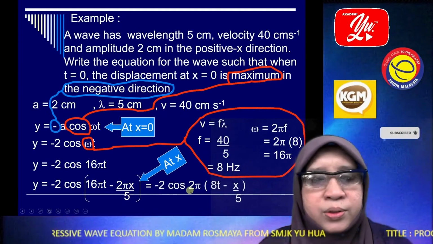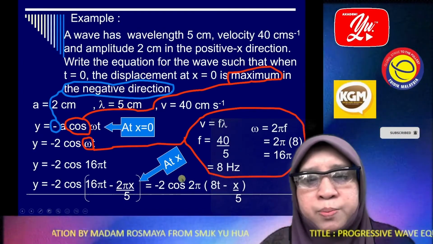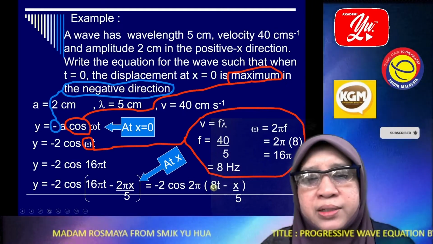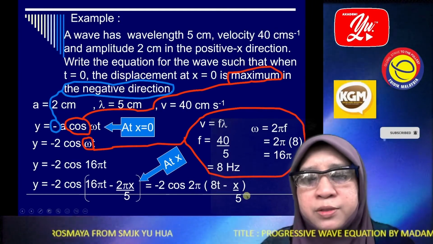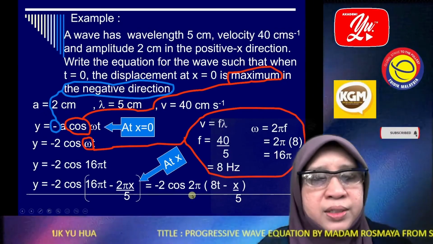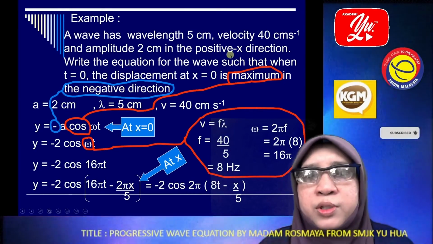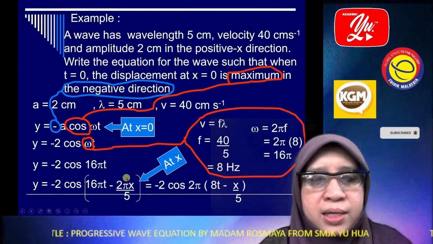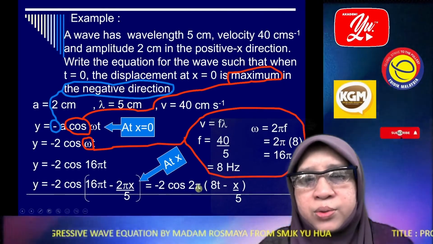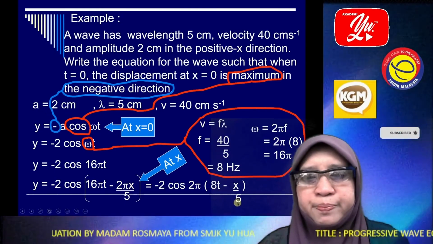We can also simplify this equation. From 16 pi, we can factor out 2 pi, so the bracket becomes 8t minus x per 5. This is the simplest equation if the wave profile moves to the right, in the positive x direction, given by y equals negative 2 cos 2 pi (8t minus x per 5).